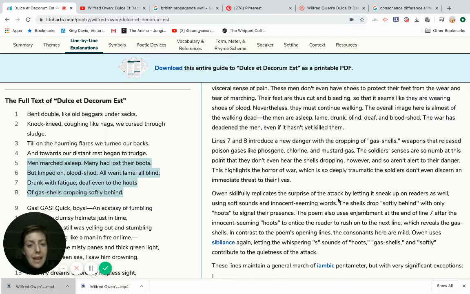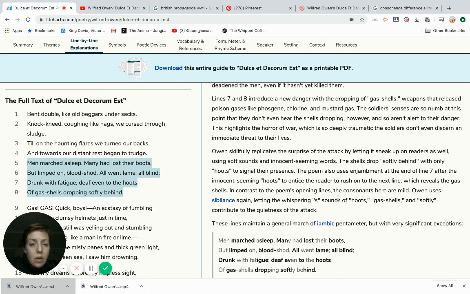Lines 7 and 8 introduce a new danger with the dropping of gas shells, weapons that released poison gases like phosgene, chlorine, and mustard gas. The soldiers' senses are so numb at this point that they don't even hear the shells dropping, however, and so aren't alert to their danger. This highlights the horror of war, which is so deeply traumatic that soldiers don't even discern an immediate threat to their lives.